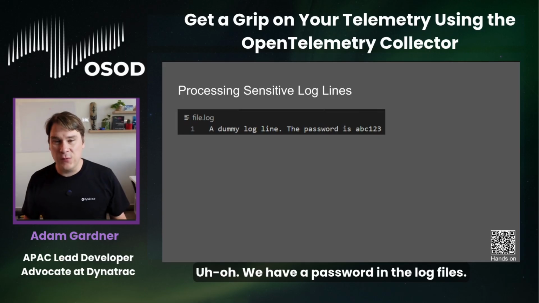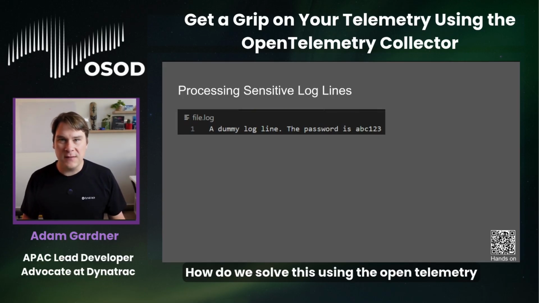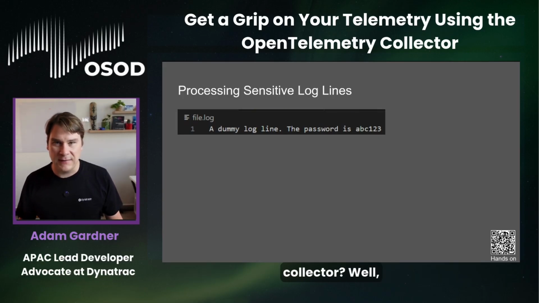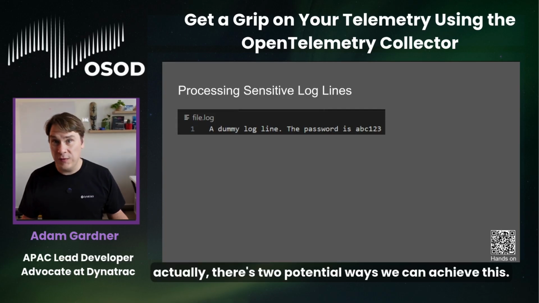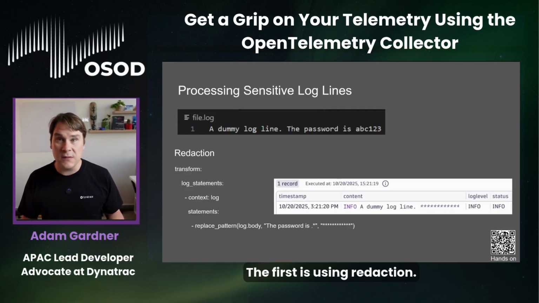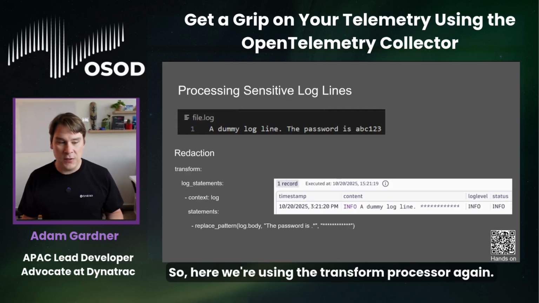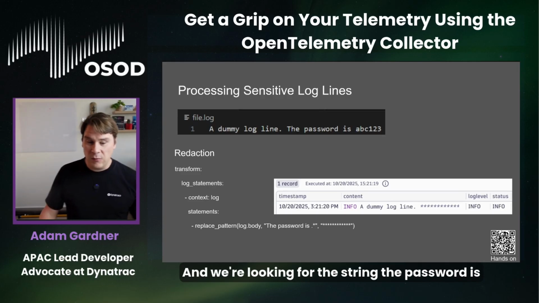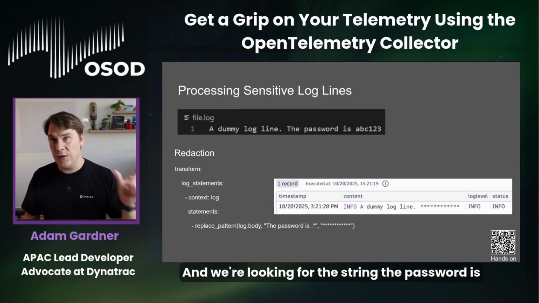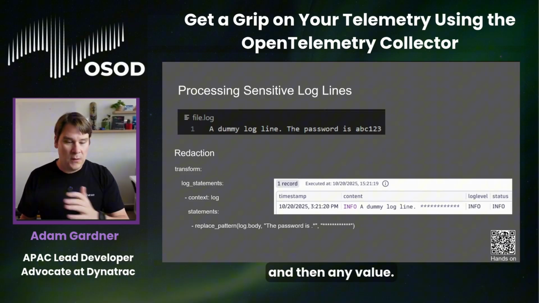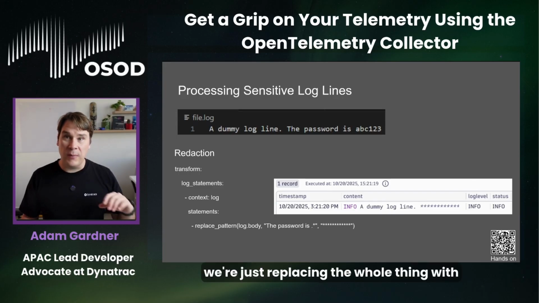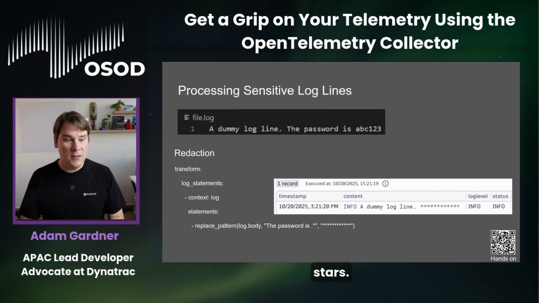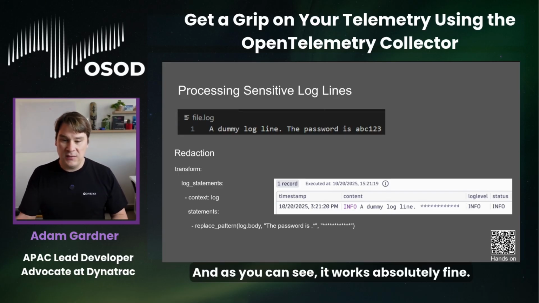We have a password in the log files. How do we solve this using the OpenTelemetry Collector? Well, actually, there's two potential ways we can achieve this. The first is using redaction. So here we're using the transform processor again, and we're looking at the log body, as always, and we're looking for the string "the password is", and then any value. If we find that, we're just replacing the whole thing with stars. And as you can see, it works absolutely fine.